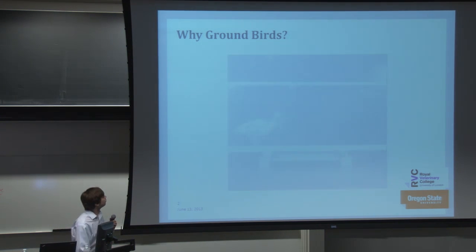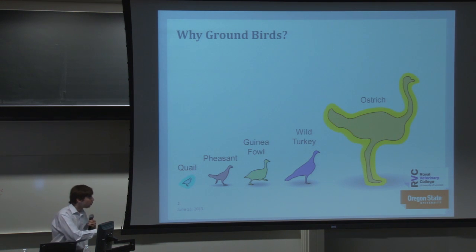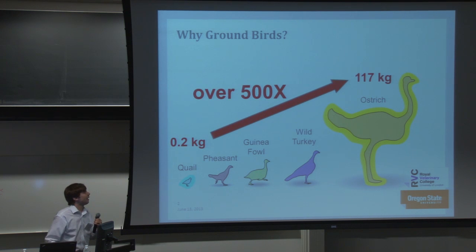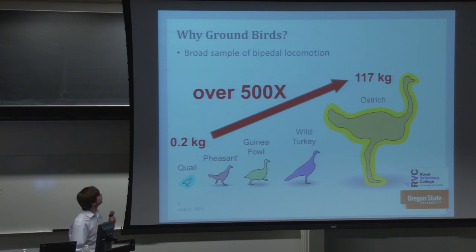That's pretty good. So in addition to that, birds come in all sorts of sizes. This is actually our sample set. These are our 5 species that we look at. So from quail to ostrich, it's a 500-fold mass range. That's pretty big. Not as big as Max's shrew. Did he leave? Okay, yeah, it hit a 1,000,000-fold, but this is pretty good. So the broad sample across bipedal locomotion.